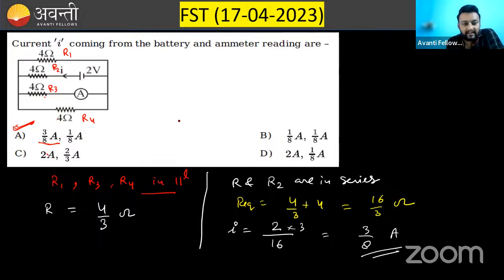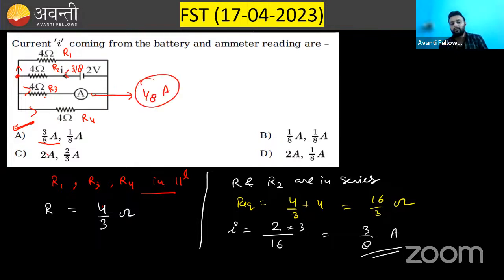Now, what are they saying? They are saying, what will be the current in the ammeter as well. We can cross check it as well. 3 by 8 ampere is coming this way. This current will reach this resistor, this resistor, and this resistor. This current will divide in 3 resistors. All 3 resistors have the same resistance and same potential. That means current will also be same. So if you divide 3 by 8 in 3 equal parts, it will be 1 by 8, 1 by 8, 1 by 8. So current in this ammeter will be 1 by 8 ampere. So option number A is correct.